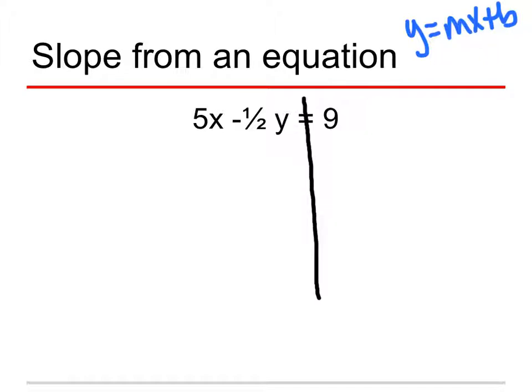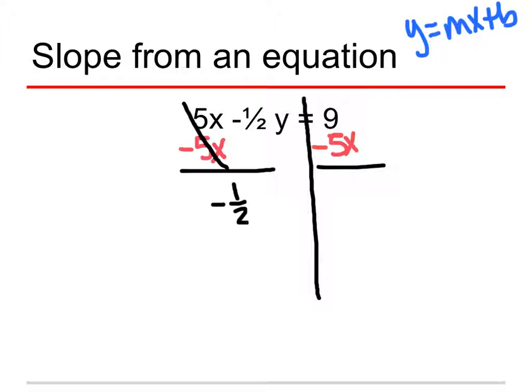Draw your line down the middle. Now, 5x is with our y term. It's a positive 5x, so we're going to subtract 5x from both sides. We want to get rid of the x term so that we can solve for y. Our x's cancel out, 5x minus 5x. That means we have negative 1/2 y equals negative 5x and positive 9. They are not like terms, so we cannot combine them to get 4. We have to keep them separate, negative 5x plus 9.